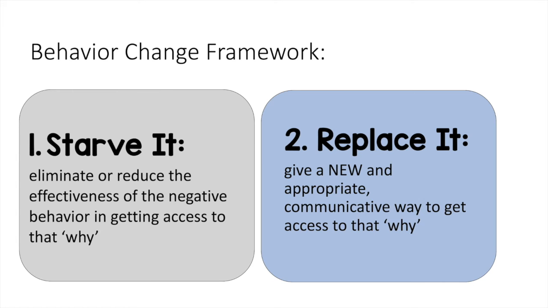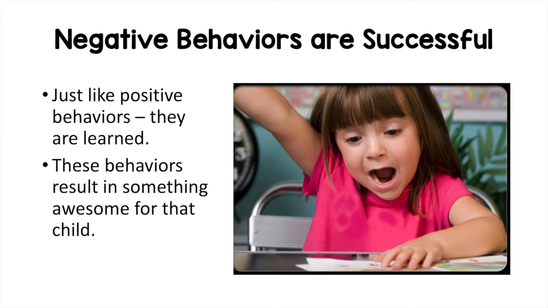The starve it, replace it model. This is the framework for your behavior plan. Now there's a lot of detail we can go into about what this really looks like, but I want to give you a quick overview of how to implement this into your behavior plans and your behavior strategies. The overall behavior change framework is starve it and replace it. We want to eliminate or reduce the effectiveness of the negative behavior in getting access to that why, and at the very same time, give a new appropriate communicative way to get access to that same why.